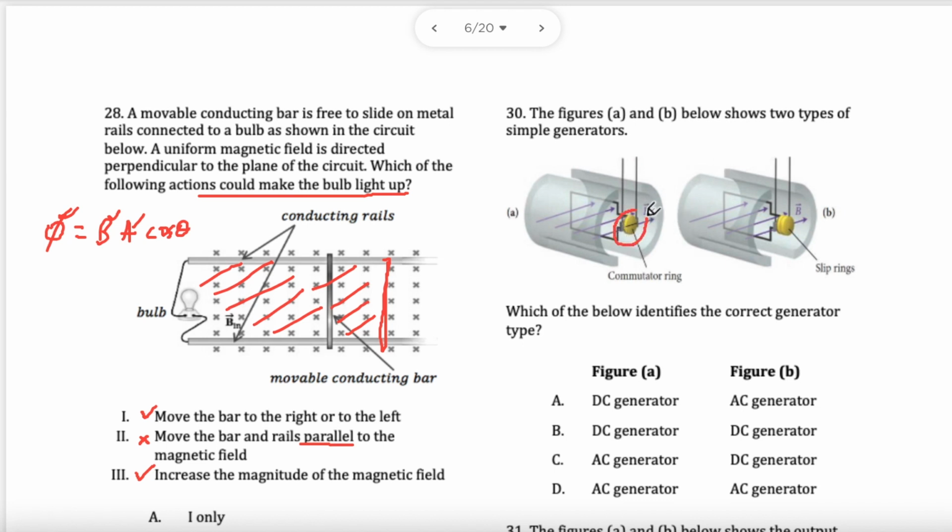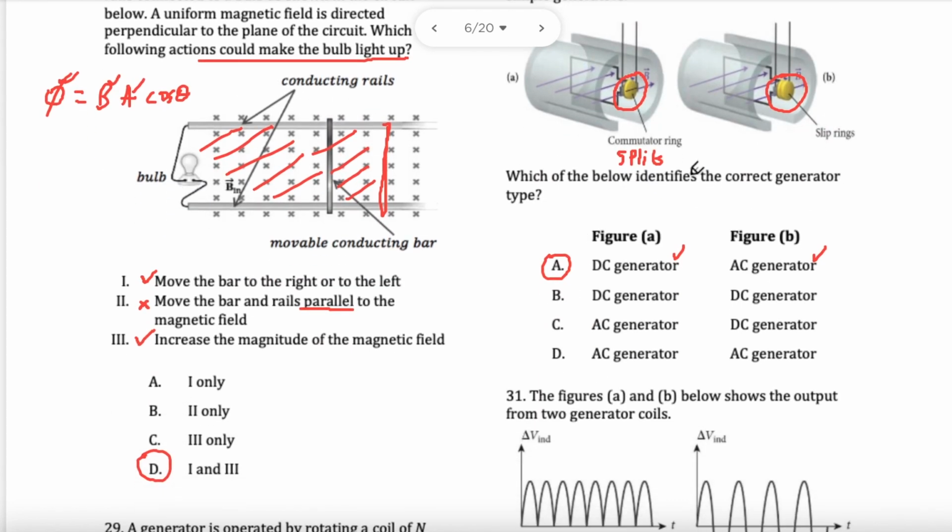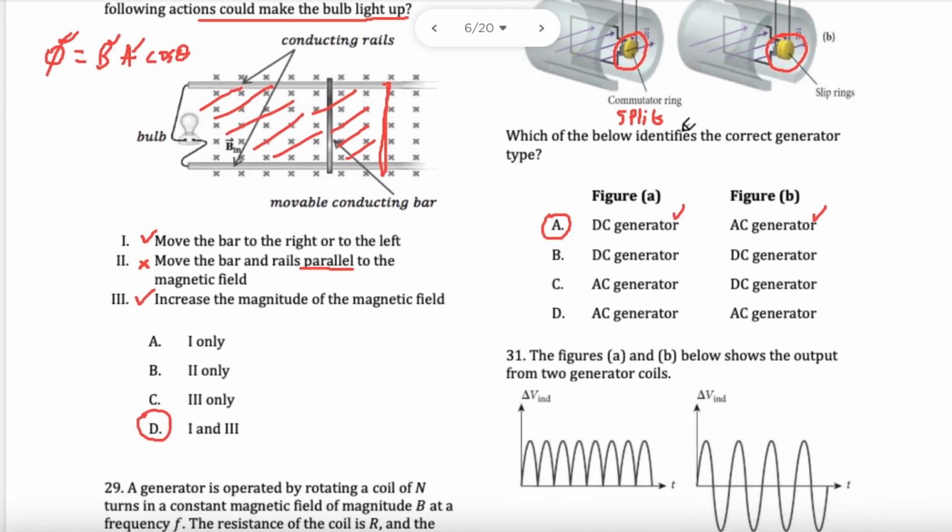There is one commutator ring, one split ring. Sometimes it's written as split ring or split commutator ring. It's got a little gap in the middle. This one has 2 rings, otherwise known as slip rings. So one ring is DC, 2 rings is AC. That's it. So looking at this one here, figure A is DC, figure B is AC. That's the only thing you really need to know. You don't need to know about the inner workings of it, so I can ignore that for now.